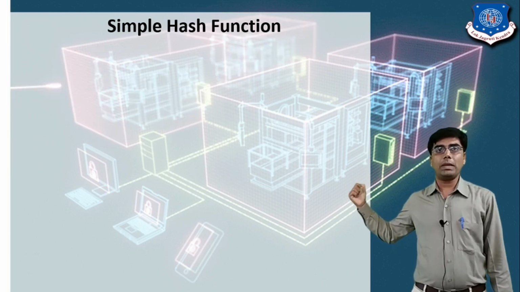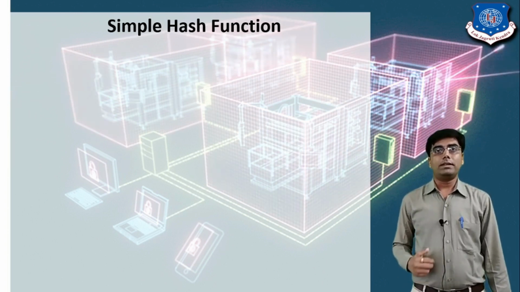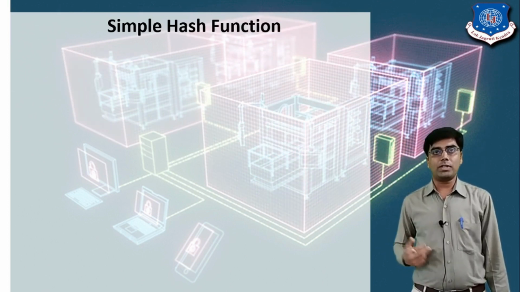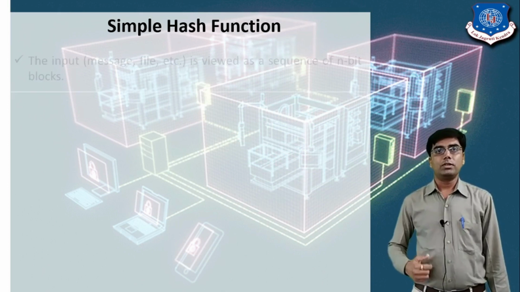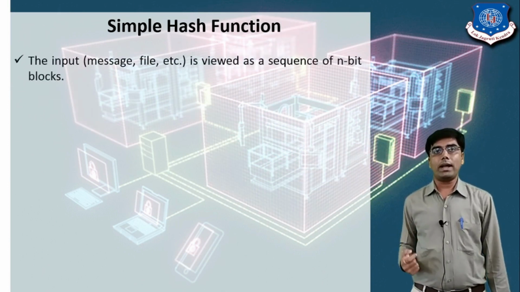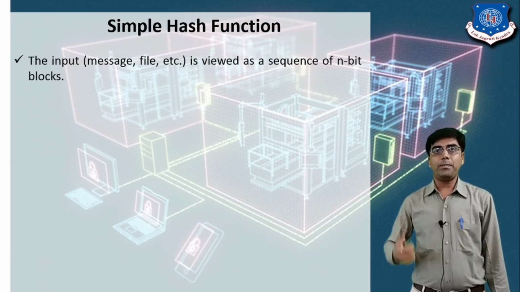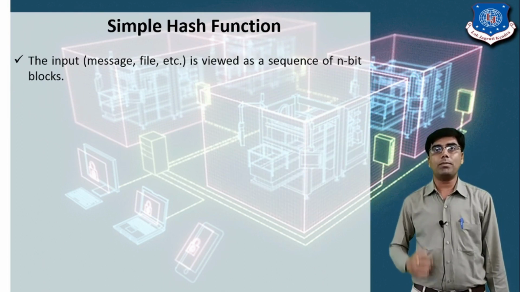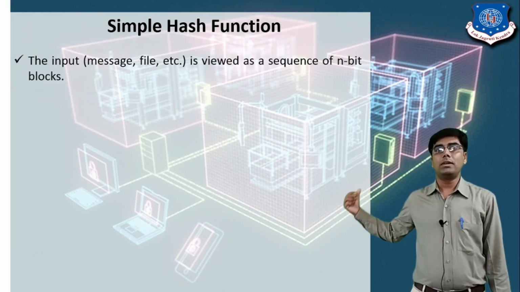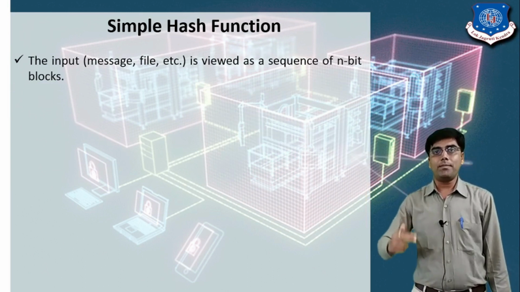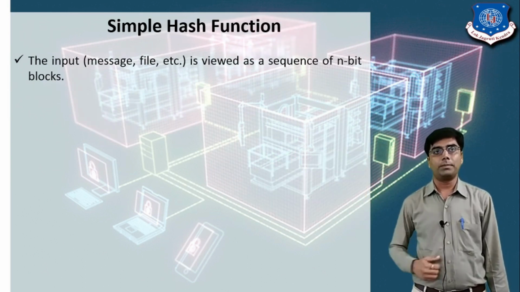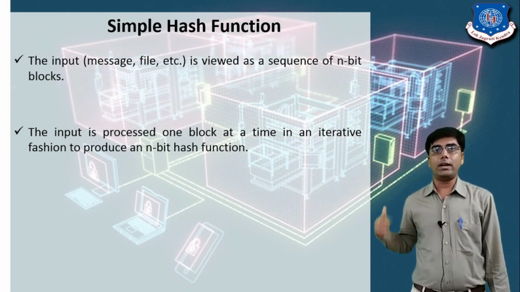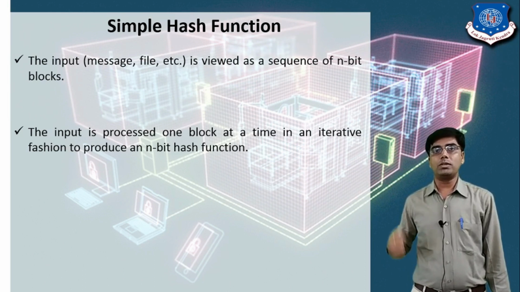Then the next topic is simple hash function. If I want to compute the hash function, the first thing we require is the input. The input is a sequence of n-bit blocks. It means that if we are considering one message, the message is divided into a fixed number of blocks. Then the input is processed one block at a time in an iterative fashion, and it produces an n-bit hash function.